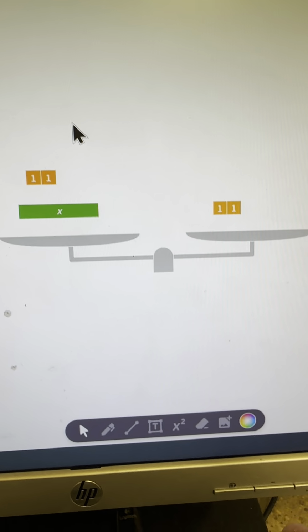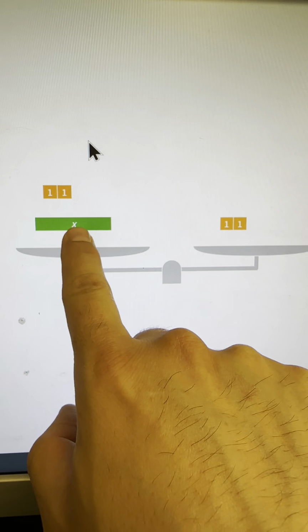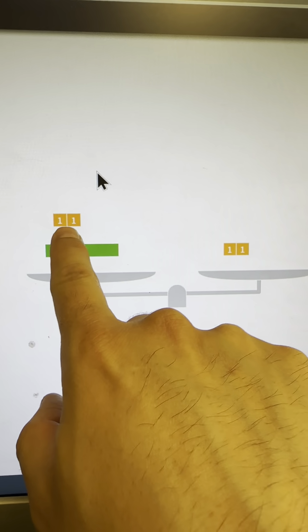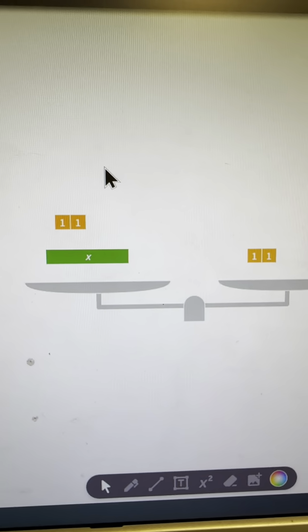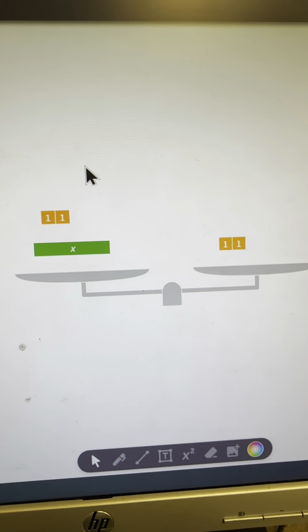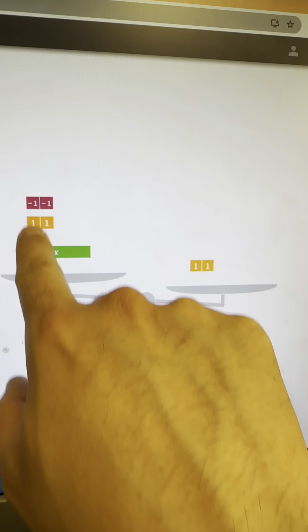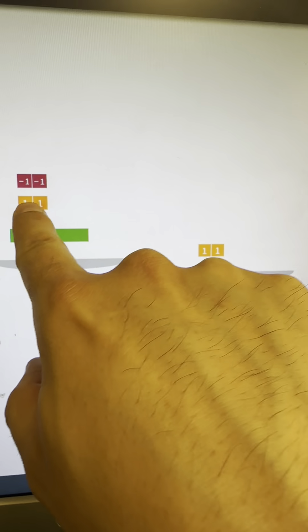Remember, to solve an equation means we need to isolate the variable x. We need to get this by itself. So you look at what else is on the same side. We have 2 1s, which means I have to get rid of those 2 1s. And the only way to do that is by creating 0 pairs. Now you can see that I added 2 negative 1s, so I can create 2 0 pairs, and that'll get rid of my 2 1s.